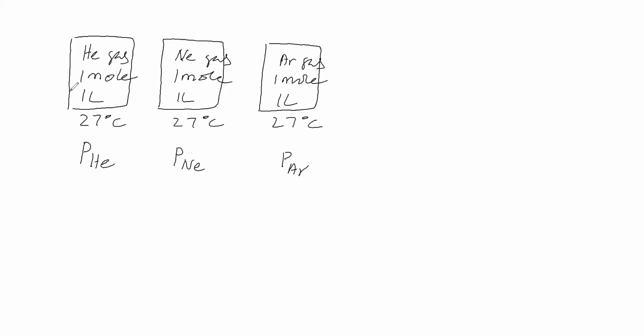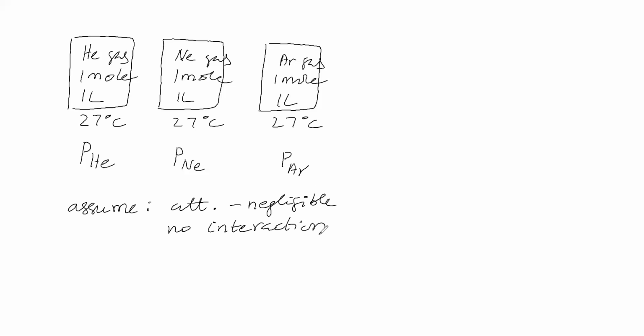Now let us go for an assumption. What is the assumption we are taking? That the attractive forces are negligible. That means we are making the assumption that there is no interaction. We will take that assumption. Actually, attractive forces are there. Between helium molecules, attractive forces are present. Similarly, neon molecules and argon molecules also have attractive forces.